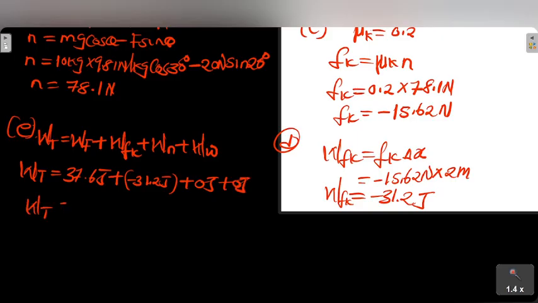So the total work done will be 37.6 joules minus 31.2 joules. So the total work done is 37.6 minus 31.2. So the total work done here is 6.40 joules.